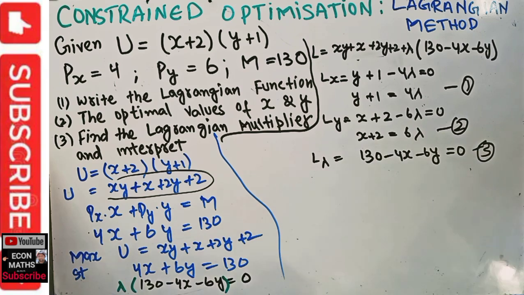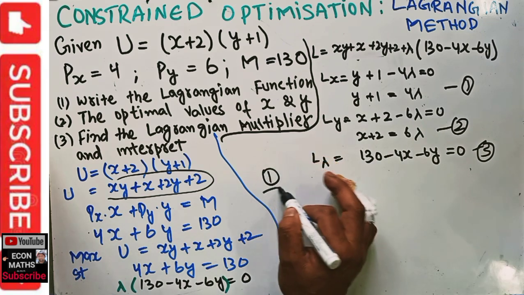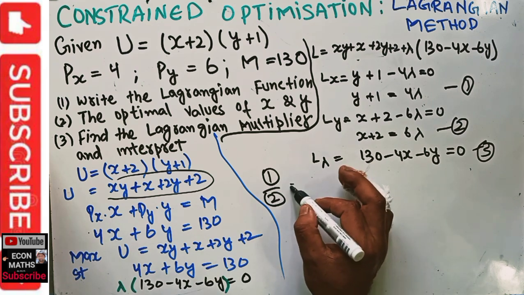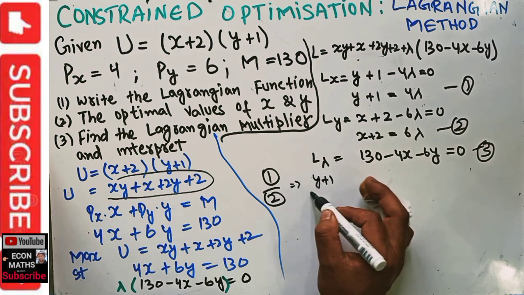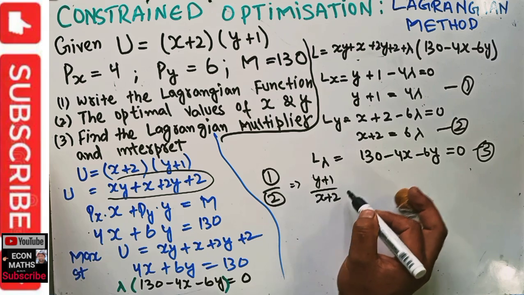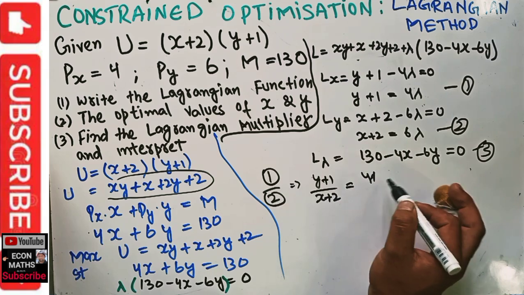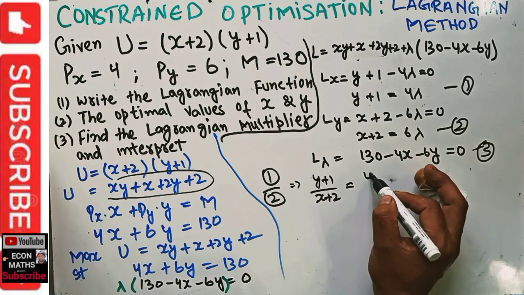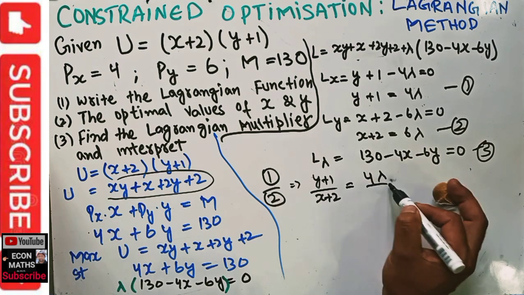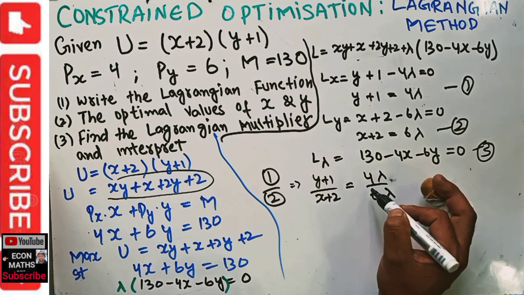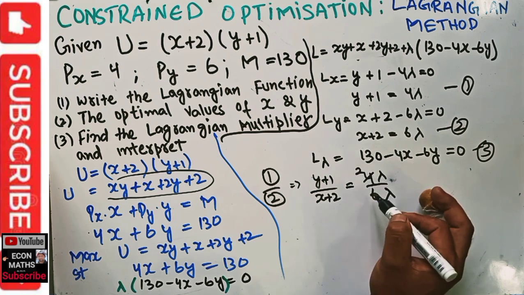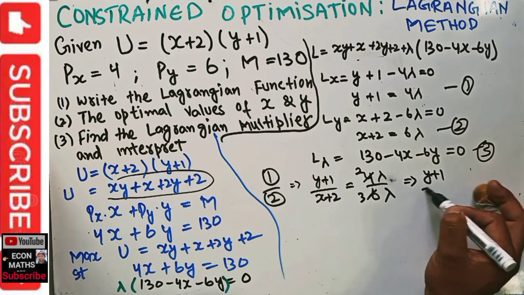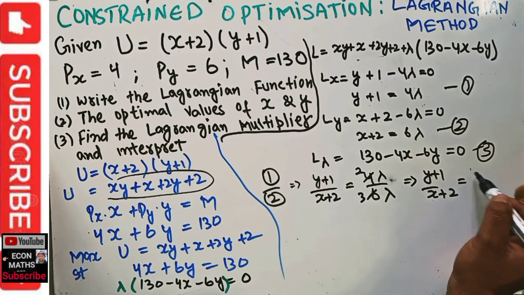What will we do? We divide equation 1 by equation 2. So we have (y plus 1) divided by (x plus 2) is equal to 4 lambda divided by 6 lambda. Lambda gets cancelled, so 2 2s are 4, 2 3s are 6, so we are left with (y plus 1) divided by (x plus 2) is equal to 2 upon 3.